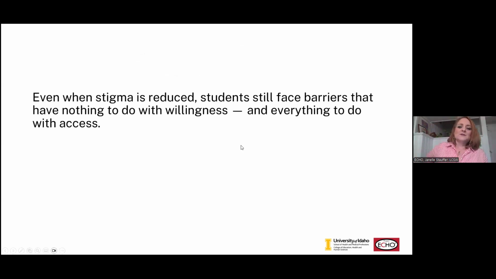When stigma is reduced, students will still face barriers that have nothing to do with willingness and everything to do with access. So removing stigma is just the first part of access. So let's talk about that next.